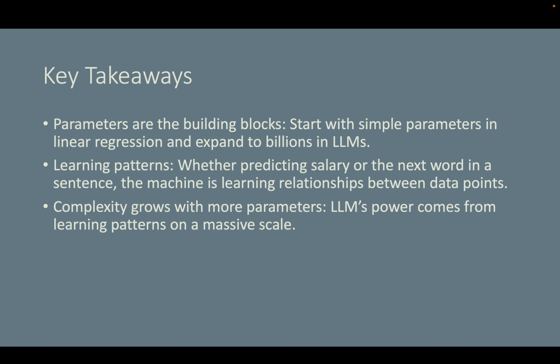So here's a quick summary. In machine learning, parameters are the building blocks. They record the patterns a machine learned from the training dataset. And during training, the machine is learning relationships between data points. The power of ChatGPT comes from learning patterns on a massive scale and also its large number of parameters.